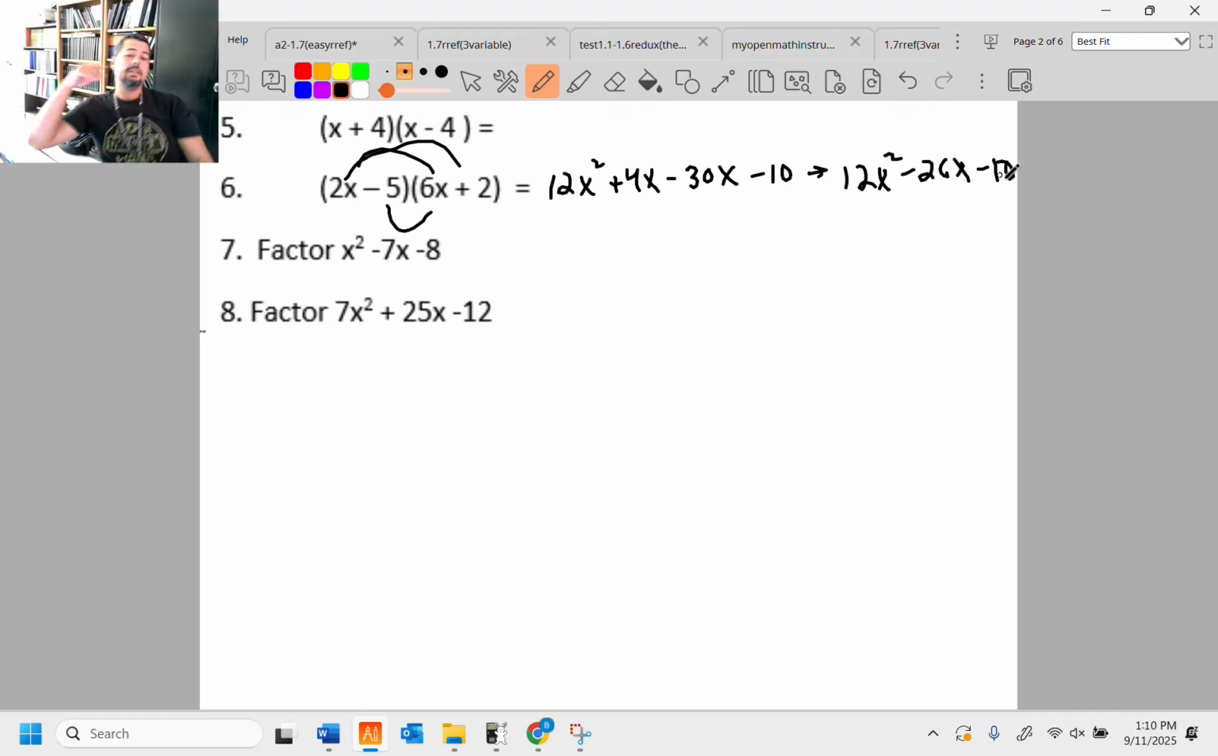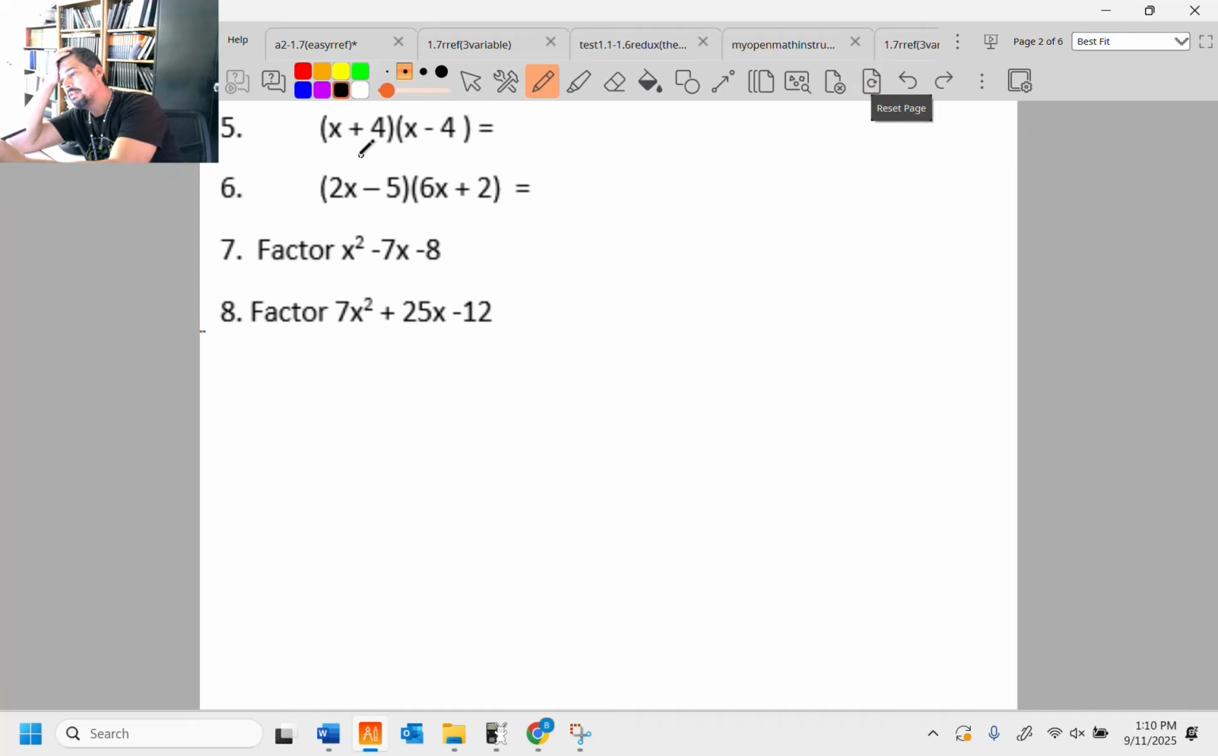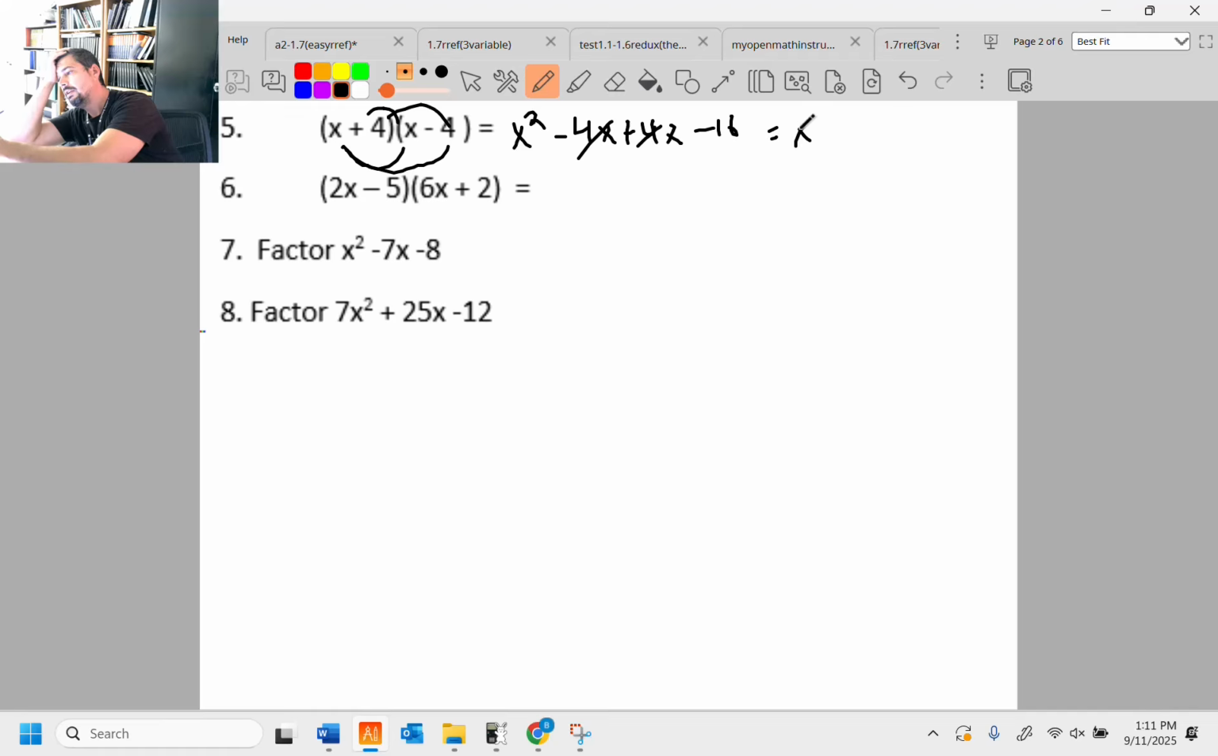The one up above it, number 5, is kind of unique. It's what you call a difference of 2 squares, because of what happens. When you do x times x and you get the x squared, here you get a minus 4x, here you get a plus 4x, and then there you get a minus 16. And what happens is those two annihilate each other, and you're left with x squared minus 16. Again, that's called a difference of 2 squares, because both of these pieces are squares and there's a subtraction sign in between them.